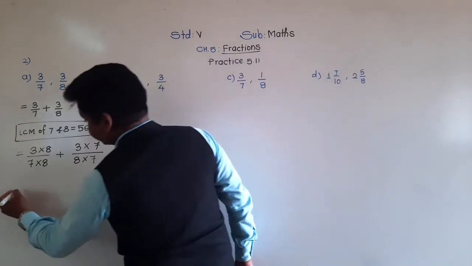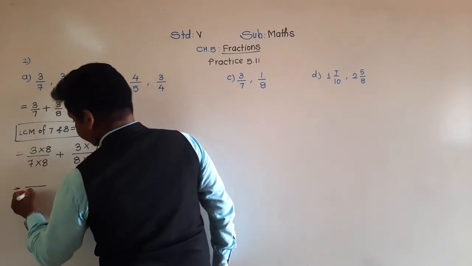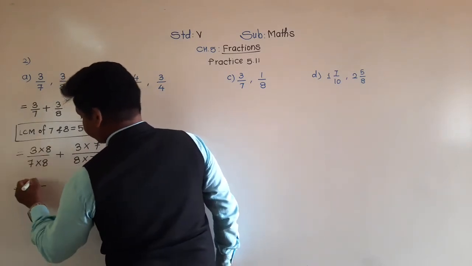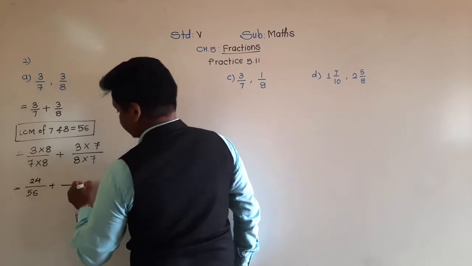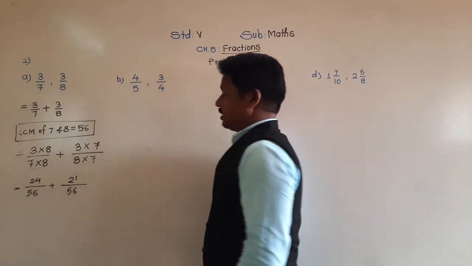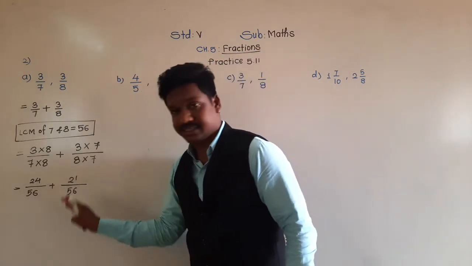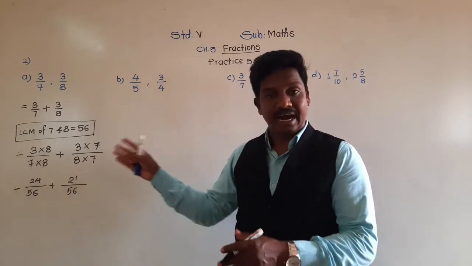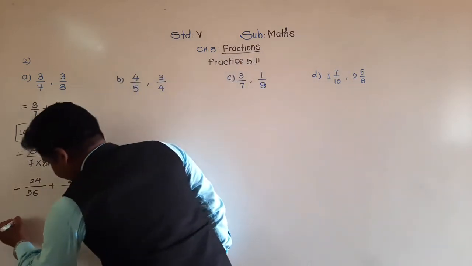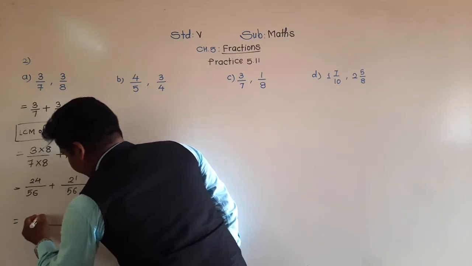Now see. 8 sevens are 56, 8 threes are 24, plus 8 sevens are 56, 3 sevens are 21. 24 upon 56 plus 21 upon 56. Now their denominators are same. Okay, now we can add the numerators. Take the denominator common and add their numerators.